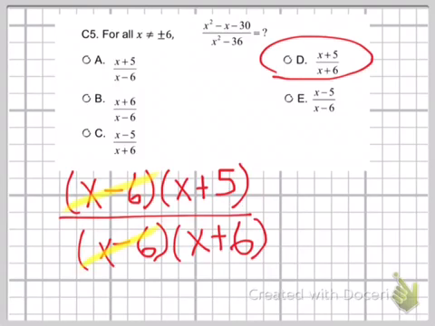Number 5, for all x not equal to positive or negative 6, x squared minus x minus 30 divided by x squared minus 36 equals what? So I knew I needed to factor it. I wanted to find the things that multiplied. And I noticed that negative 6 times positive 5 is going to equal negative 30, and negative 6 times positive 6 was going to give me negative 36. And I know that when I have a fraction, I can reduce it by canceling out like factors. So I used my yellow highlighter to cancel out the x plus 6. That's why the answer is D, x plus 5 over x plus 6.